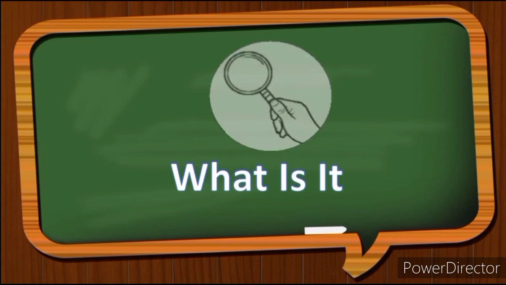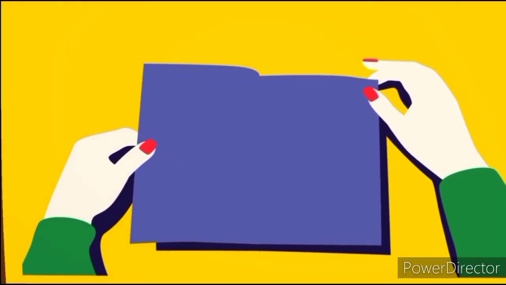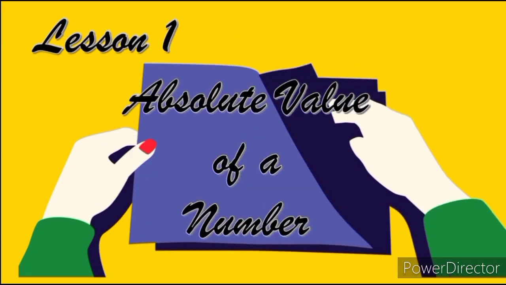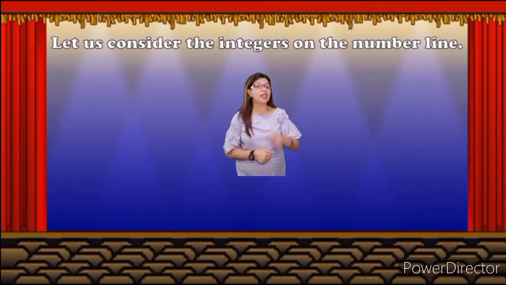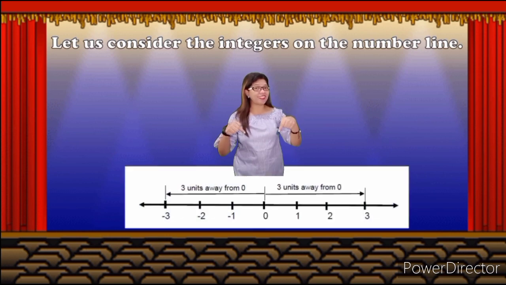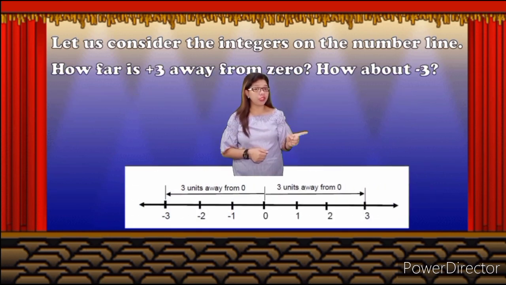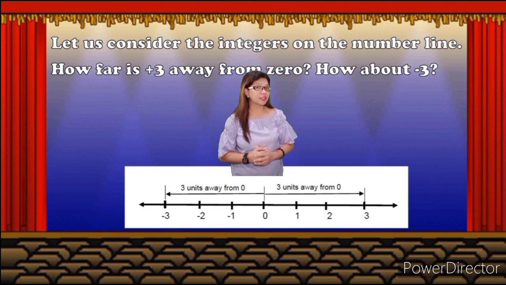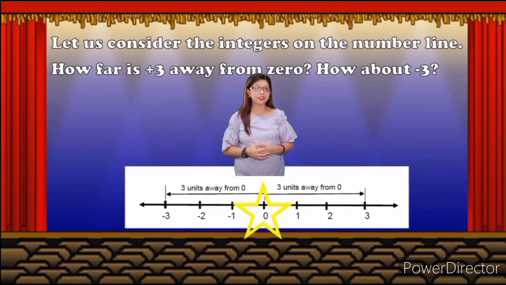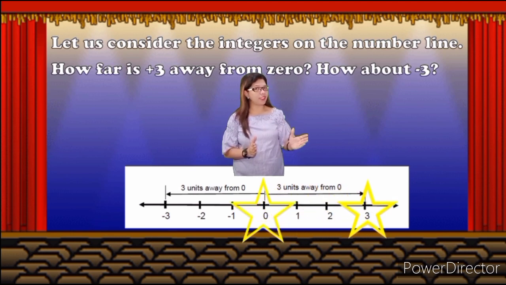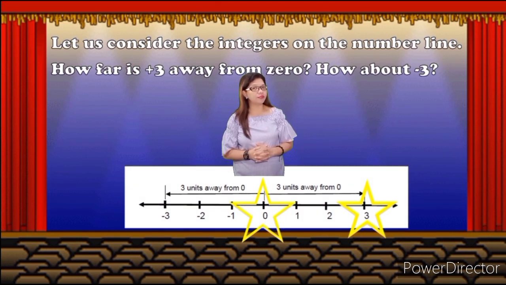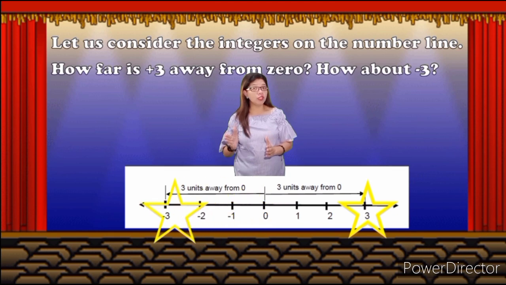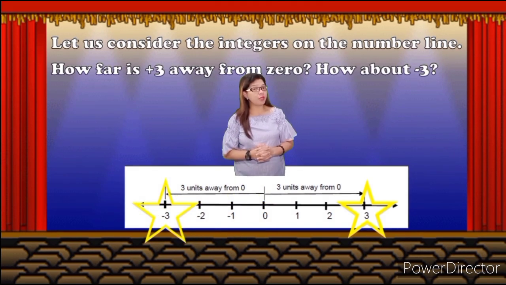What is it? Lesson number 1. Absolute value of a number. Let us consider the integers on the number line. How far is positive 3 away from 0? Now how about negative 3? Here is the number line. From 0, we have 1, 2, 3 steps to the right, so that makes it positive 3. And from 0, we have 1, 2, 3 to the left to make it negative.